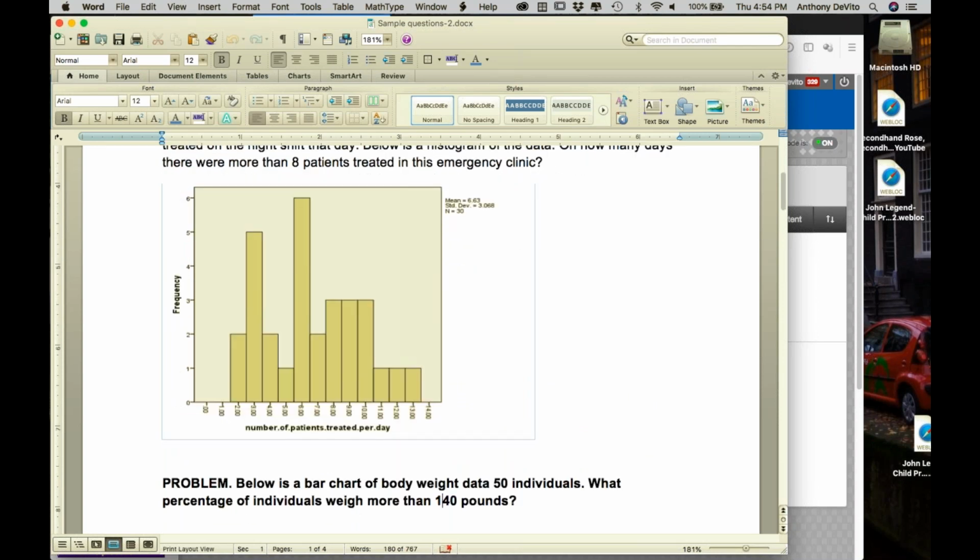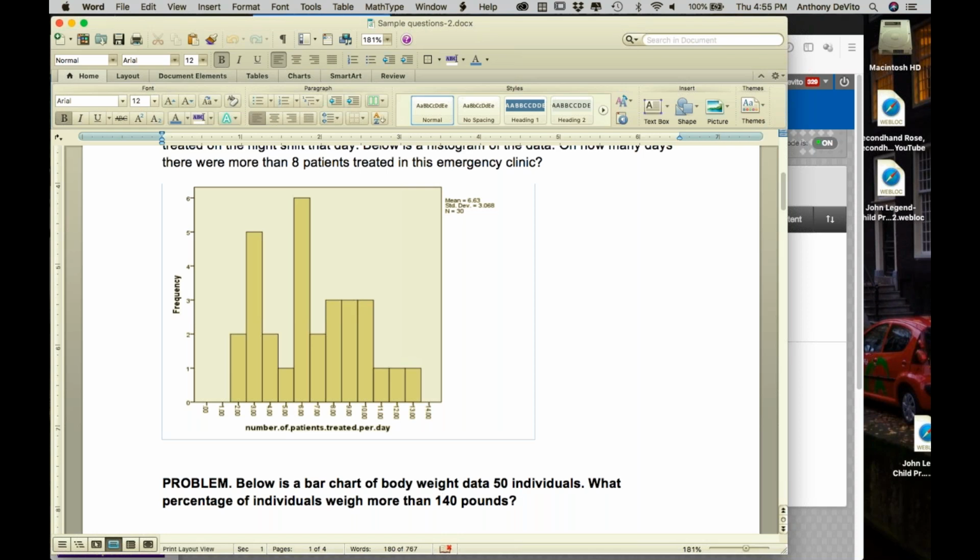Given that there were more than 8 patients treated, and that was going on behind me. Is that in this room? Yes. What's the speaker? Wow.